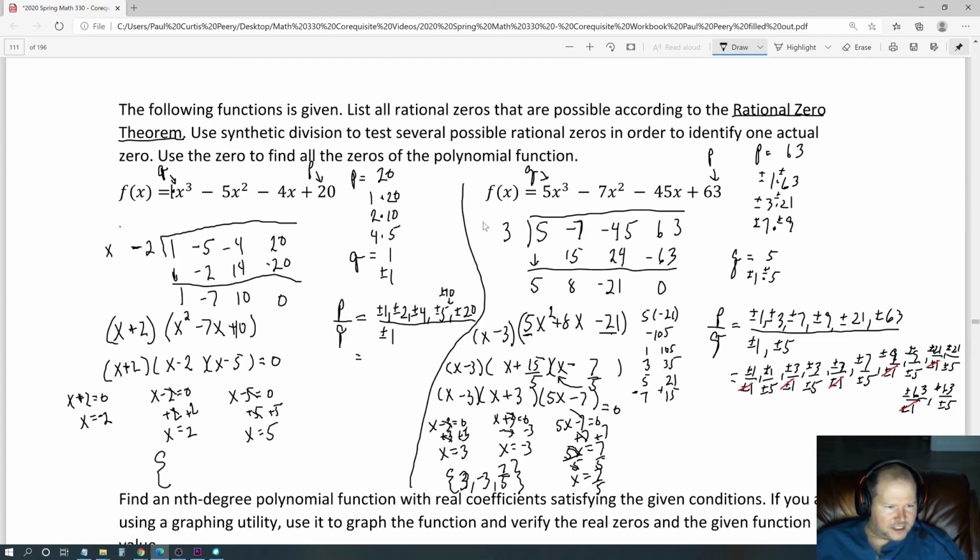So technically I ought to do the same thing over here. It looks like I have a negative 2, I have a 2, and I have a 5. In this case I did it in order, but you don't have to. It's not imperative that you do it in this case.